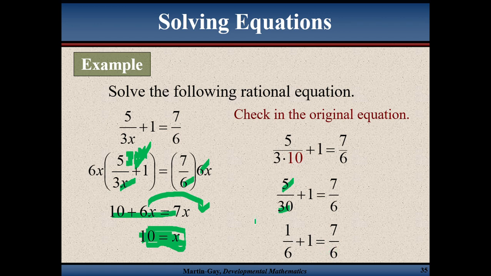O, paano naman siya naging ganyan? Ganito yan. Kasi 1 over 6 plus 1. Di ba remember, ano ang common nila? 6. So, 1 plus 6, equals to 7 over 6. So, tama tayo. Parehas siya. Di ba?